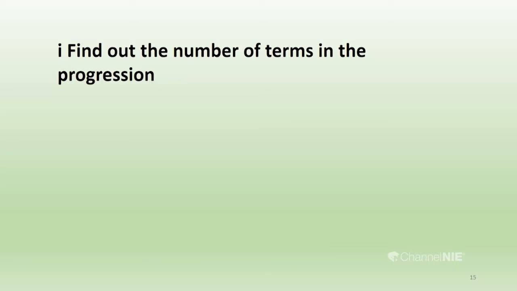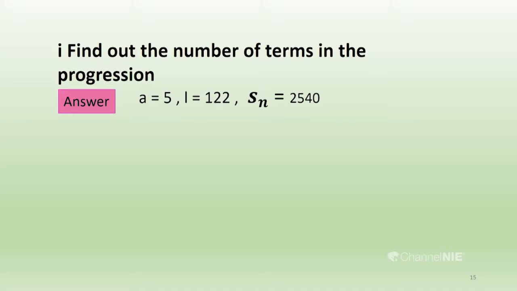So how do we do that? We can apply a formula. So what is the formula we'd like to use here? Since we know the last term, the most suitable formula is Sn equals n over 2 times (a plus l), because we know the first term and the last term. Then Sn equals 2540. We have to find n, because the number of terms must be found.